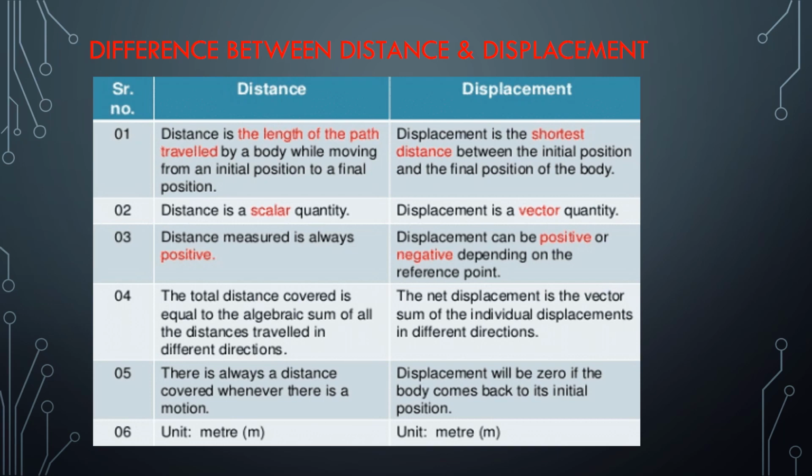As you know, distance is the actual length of the path traveled by the body irrespective of direction, whereas the displacement is the shortest distance between the initial and final position. The distance is always greater than or equal to displacement, whereas displacement is always less than or equal to distance. Distance is always positive, whereas displacement can be positive, negative, or even zero.